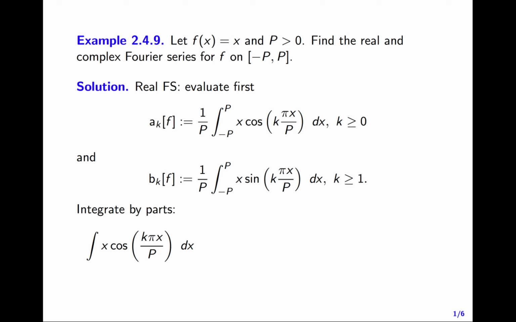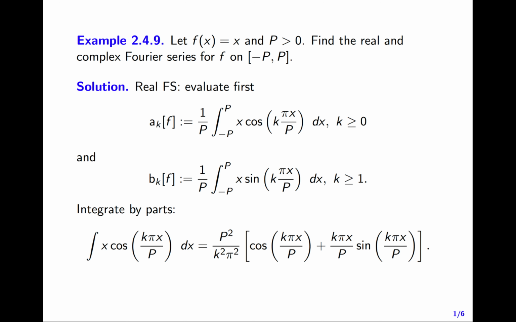So the natural thing to do is just to try to get these antiderivatives. First, we'll integrate by parts. If you do that for x cosine of k pi x over p, you get back the lengthy expression, and read it with me carefully: p squared divided by k squared pi squared times cosine of k pi x over p plus k pi x over p on the outside times sine of k pi x over p.